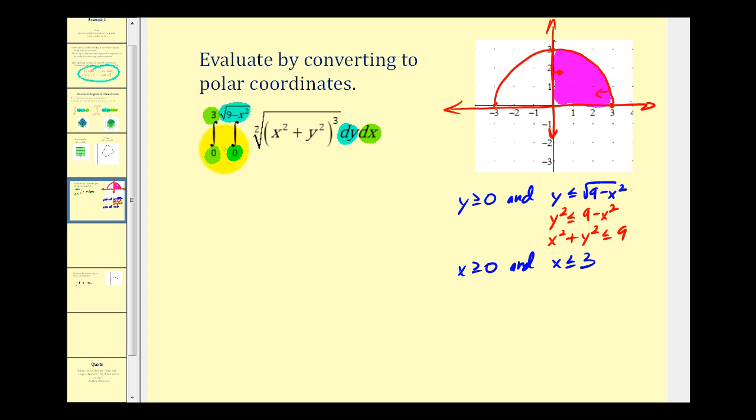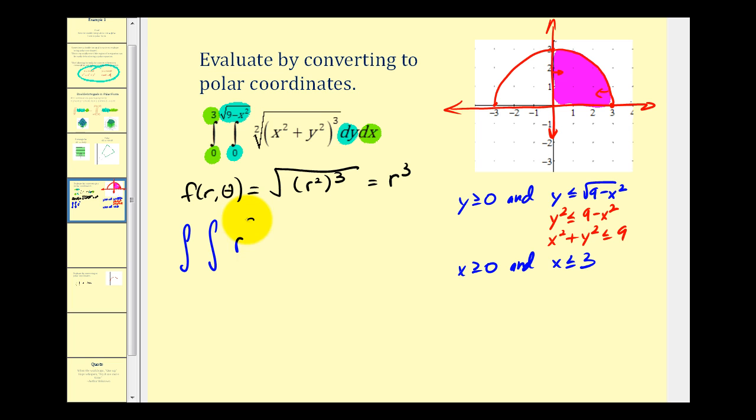Our next step is going to be to rewrite f of x y in terms of r and theta. Well, we know x squared plus y squared would be equal to r squared. So f of r theta would be the square root of r squared to the third. Well, this would be r to the sixth, and the square root of r to the sixth would be r to the third. So let's see if we can set up our double integral in polar form. So f of r theta will be r cubed. Now don't forget we have an extra factor of r and then dr d theta.